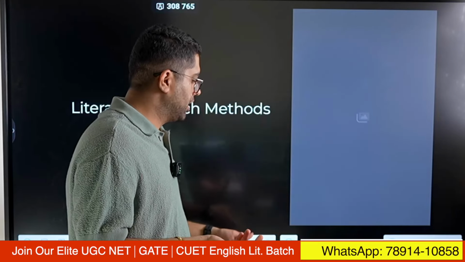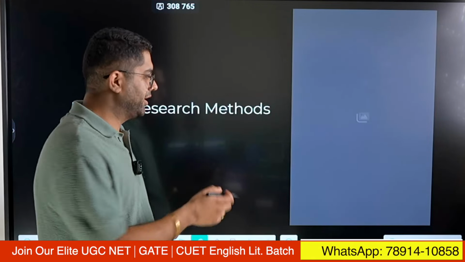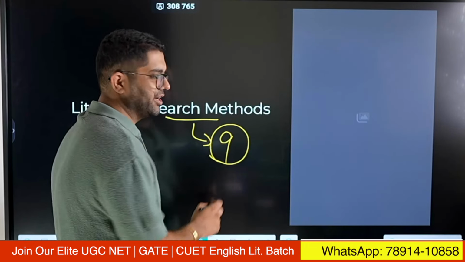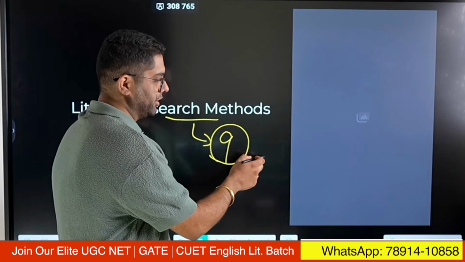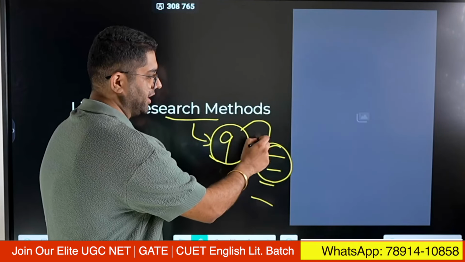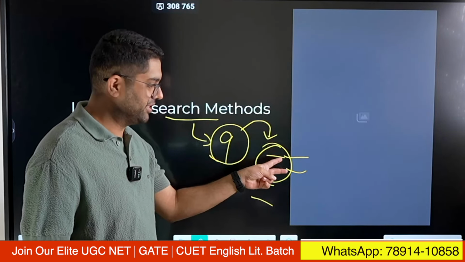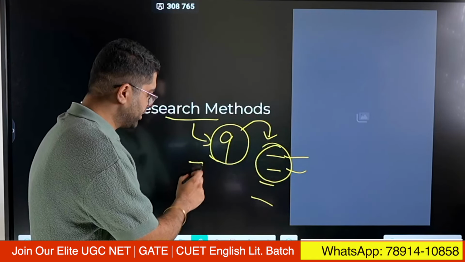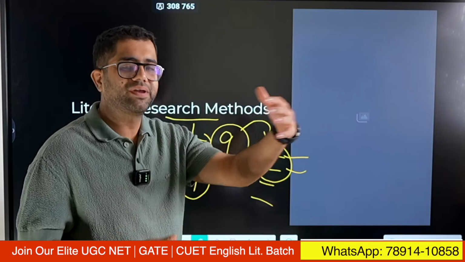Actually what happens is that when we look at the question, for example, this is the topic literary research methods. In the previous years, there are total 9 types of research in English literature, but in the examination they give you 4 options, and out of these 4 options, 2 options are related to these 9 types. So students only study these 2 literary research methods. They do not study the remaining 7 literary research methods. So that is why it is important that you study comprehensively.